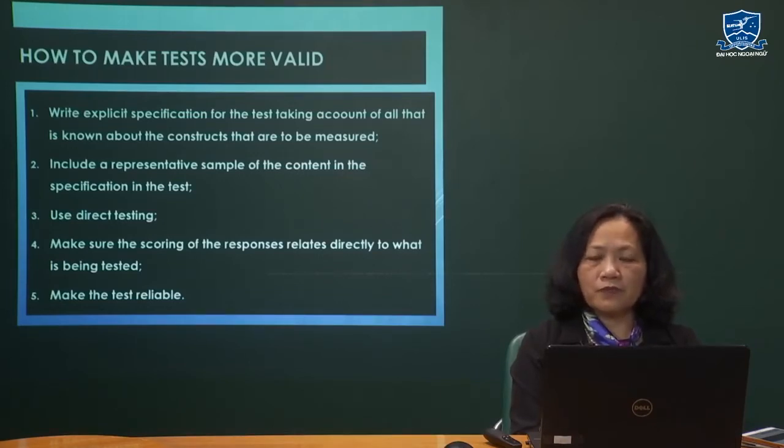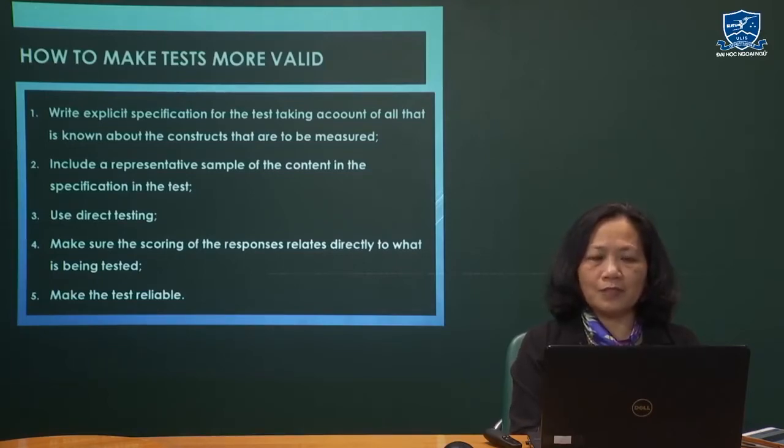In the specification, we have to take account of all that is known about the construct that is to be measured. For example, if you want to measure the student's speaking ability, that is a language construct. So what does speaking ability consist of? Ability to pronounce words correctly, ability to use complex and appropriate vocabulary, ability to make connections between different ideas, or ability to use expressions appropriately in different contexts, etc.